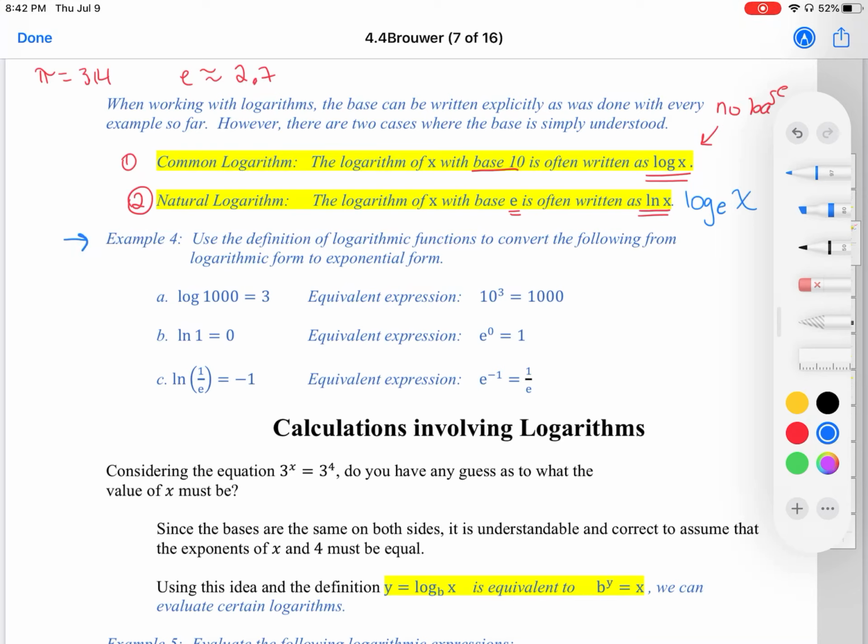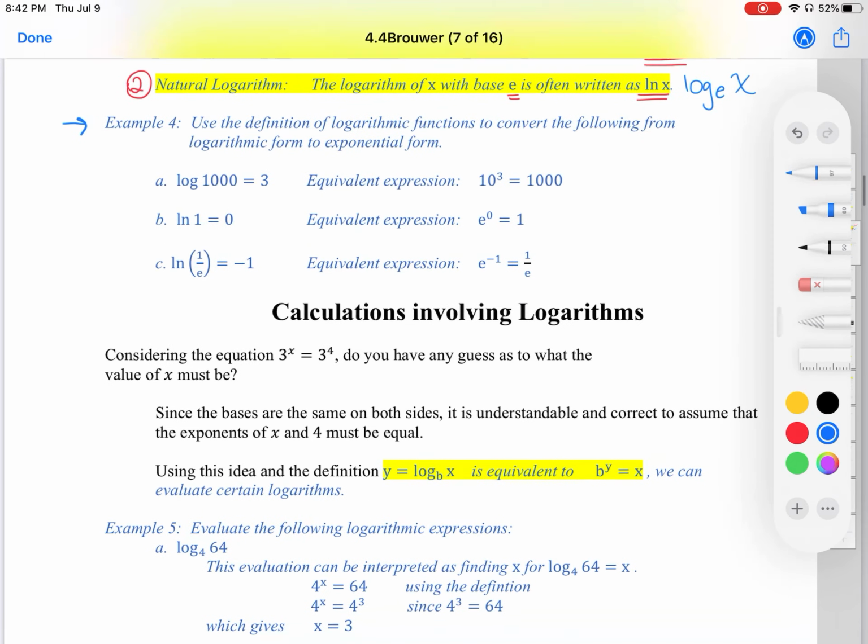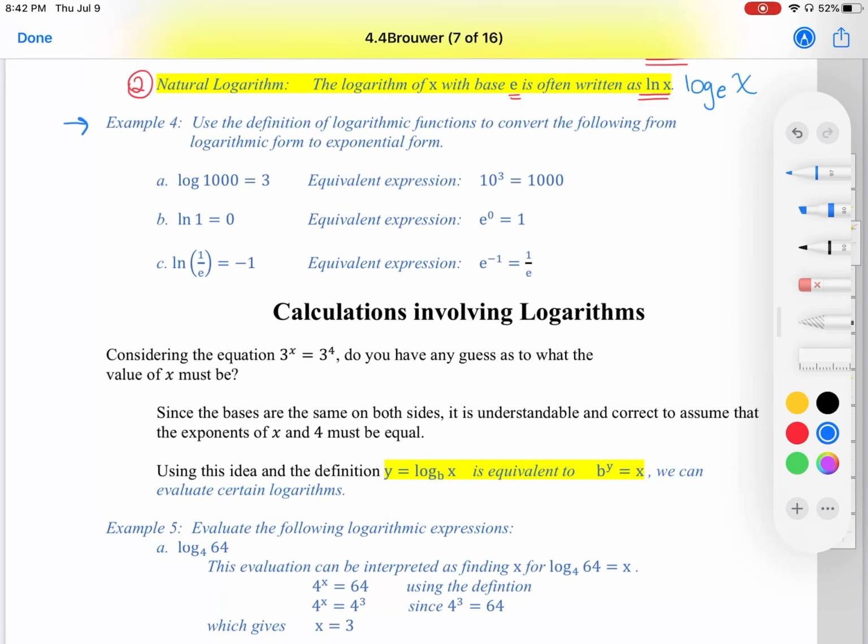Example 4. Use the definition of logarithm functions to convert the following from logarithmic form to exponential form. All right, so I want to change this to exponential form, and even though it's not written, we assume a base of 10. So in exponential form, this would be base 10 with an exponent of 3 equals 1,000. ln, we know it has a base of e, so this would be e to the 0 power equals 1. ln, again, I assume a base of e, so it's e to negative 1 power equals 1 over e.